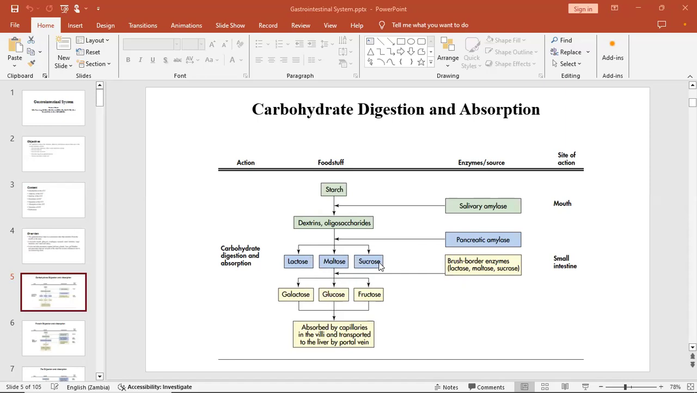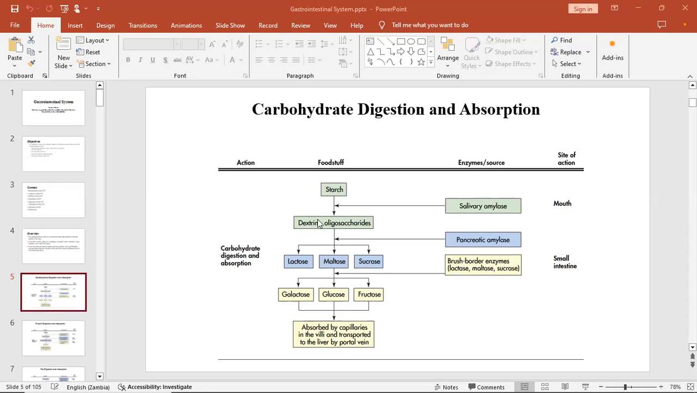Maltose will be acted on, and then you're going to produce glucose and another glucose molecule. Sucrose is going to be acted on by the brush border enzymes to produce fructose and glucose. So this is the nature. Then the dextrins are going to be acted on by alpha limit dextrinase, which is going to produce glucose molecules.